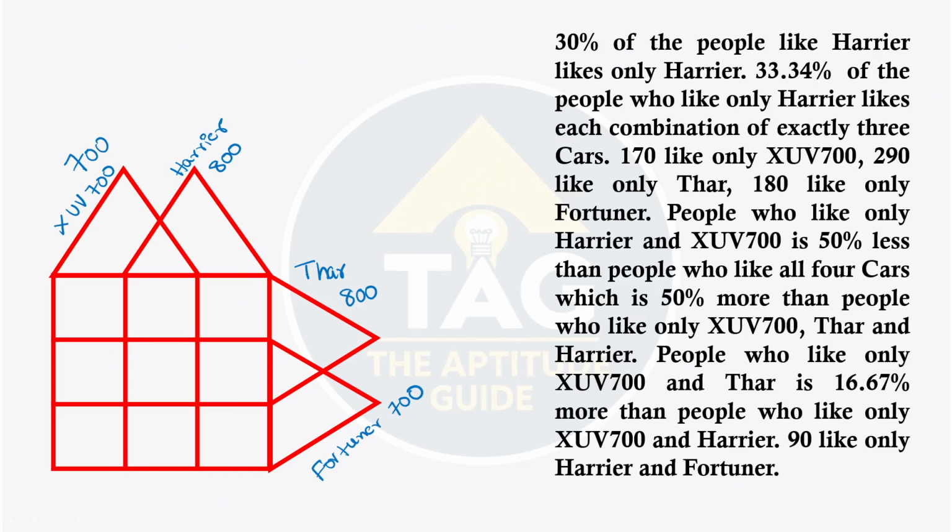Yes. Now, if you look at this condition, 30% of the people like Harrier, likes only Harrier. So among the people who like Harrier, 30% like only Harrier. Based on the given information, we have 800 people like Harrier. 30% of this value is 240. 240 like only Harrier. So we have to write it here. 33.33 or 33.34 doesn't make any difference.